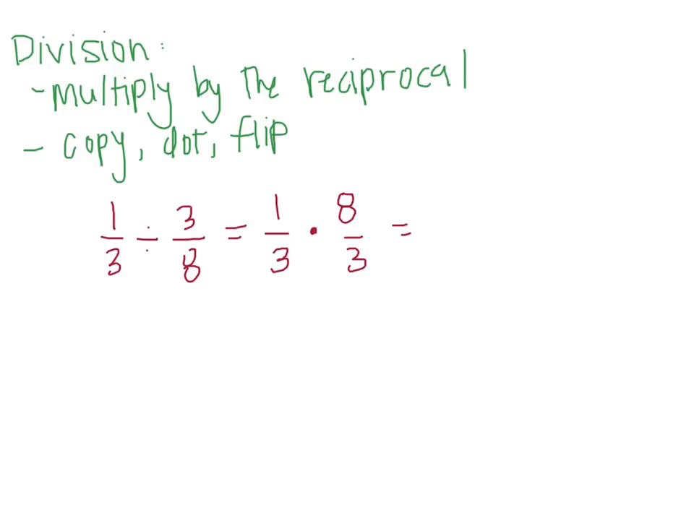Now, just by using copy dot flip, I've turned this fraction, this division problem, into a multiplication of fractions, which we know we just multiply straight across. So 1 times 8 is 8, 3 times 3 is 9, and 1/3 divided by 3/8 is 8/9.